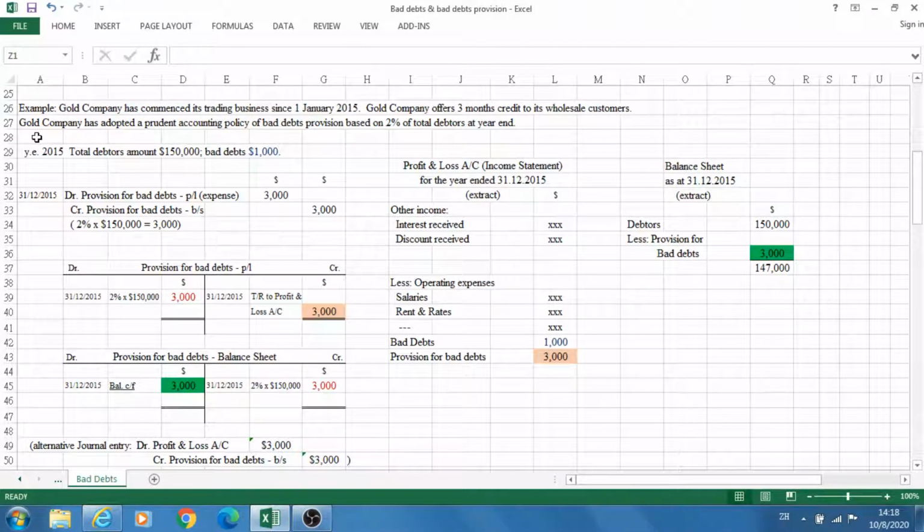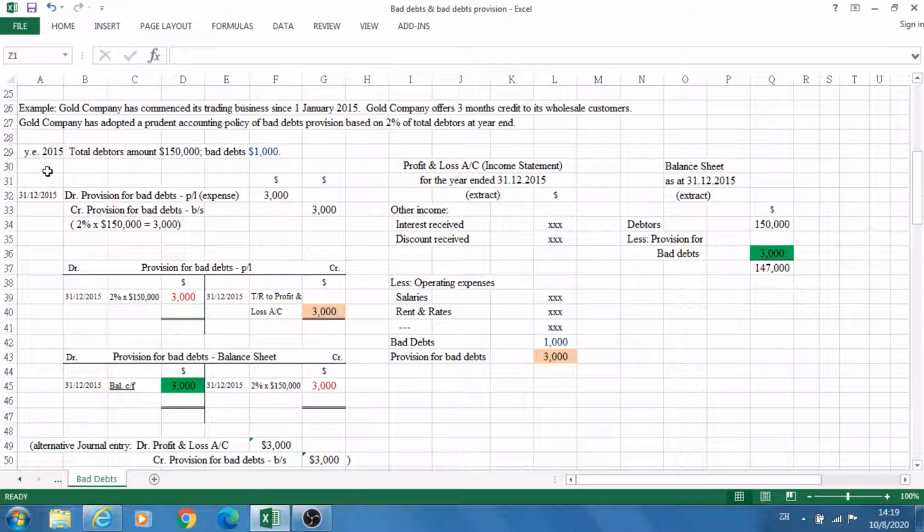Example: Gold Company has commenced its trading business since 1st January 2015. Gold Company offers 3 months credit to its wholesale customers. Gold Company has adopted a prudent accounting policy of bad debts provision based on 2% of total debtors at year-end.